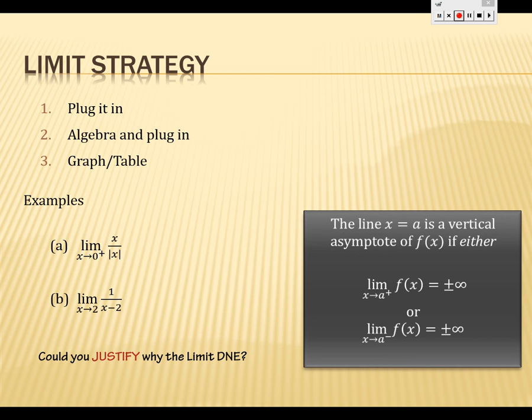and either one of these could be true, right? Like you think of a log graph, you only have asymptotic behavior on one side, but that's okay. It's still a vertical asymptote. If either one of these things holds, then we have a vertical asymptote at x equals a. If the right-hand limit or the left-hand limit go off to positive or negative infinity, then we've got a vertical asymptote.